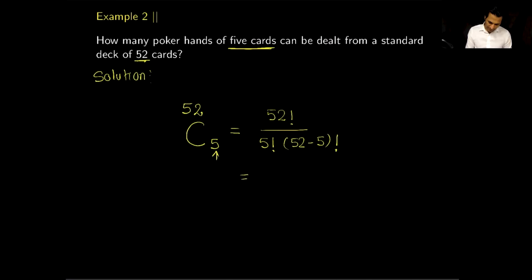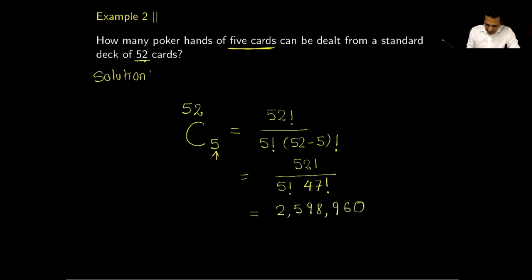Now we can simplify. This is 52 factorial, this is 5 factorial, and this one is 47 factorial. If we use a calculator or computer, we can solve this fraction and we will get 2,598,960. So this is the total number of ways we can select 5 cards out of 52 cards.